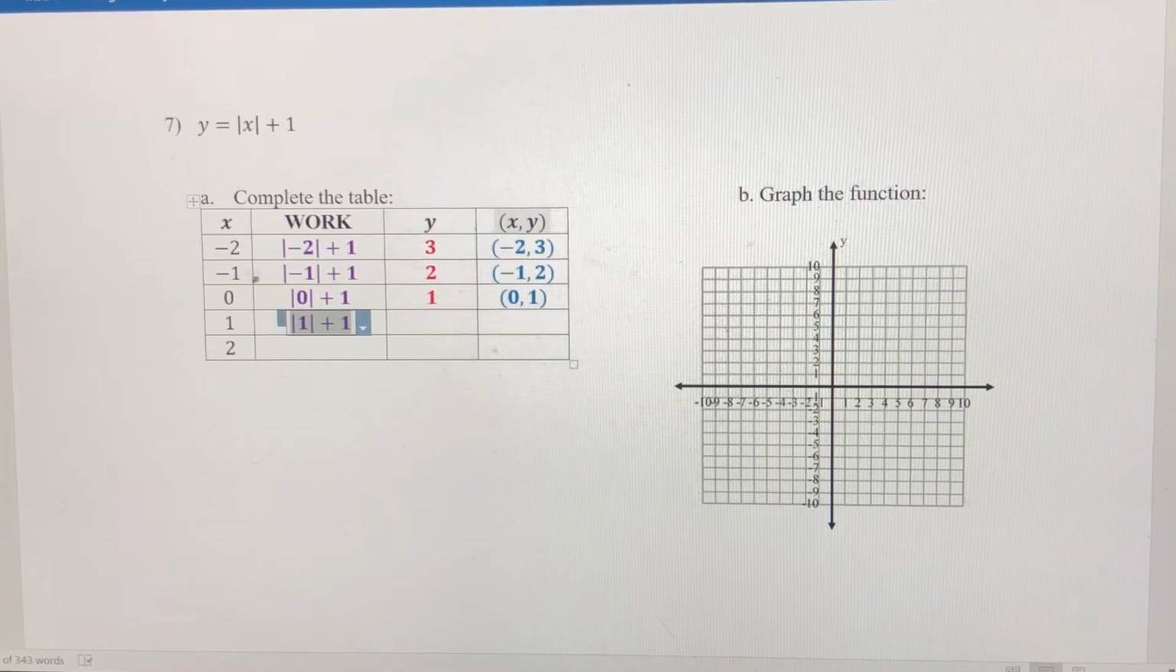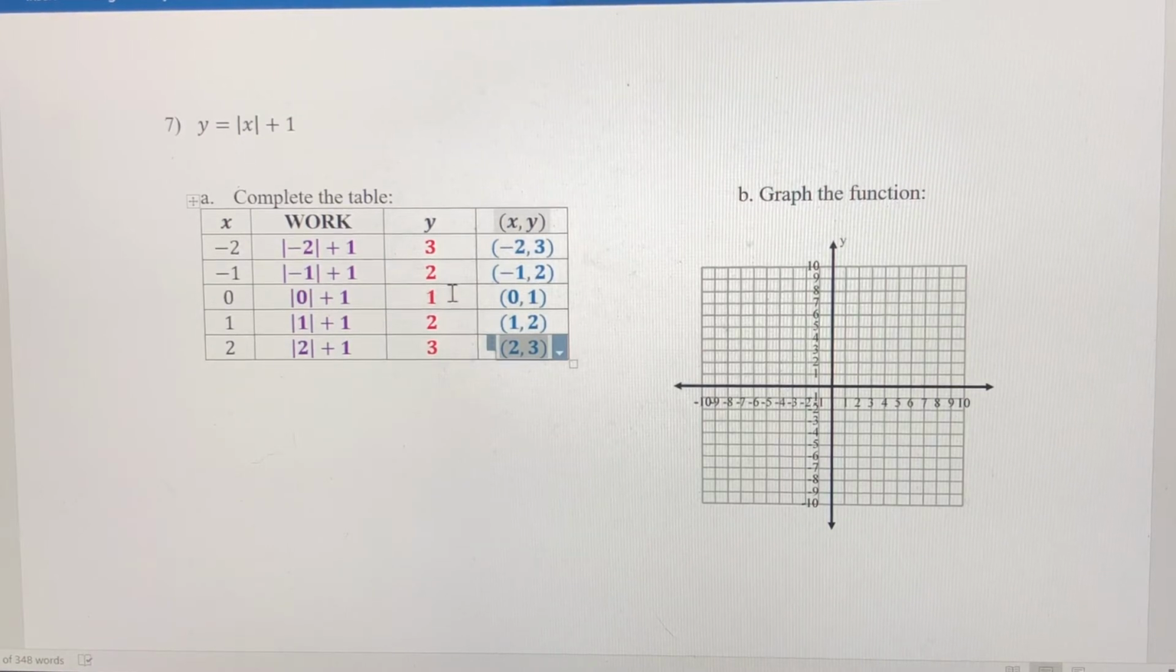Let's plug in +1. And that's going to be just like when we plugged in -1 up here. We're going to get +2. So 1, comma 2. And when I plug in 2, I get 2 plus 1, which is 3. So 2, comma 3. So you can see the pattern here, and this is going to be the vertex. This is the low point, just like we talked about with the parabolas. This will be called the vertex or the minimum value here of this function, okay? So let's go graph that one real quick.